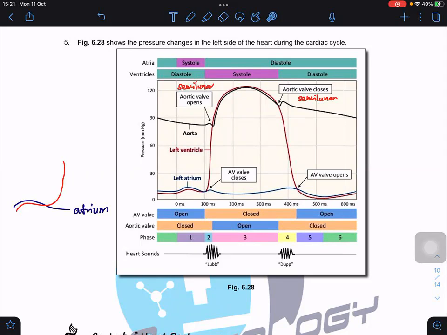In the next lessons, we are going to look at how our heart can regulate this cardiac cycle by its own. Okay, so I'll stop the recording now.